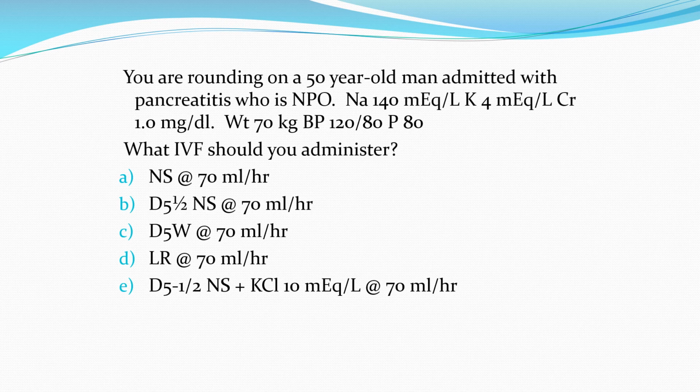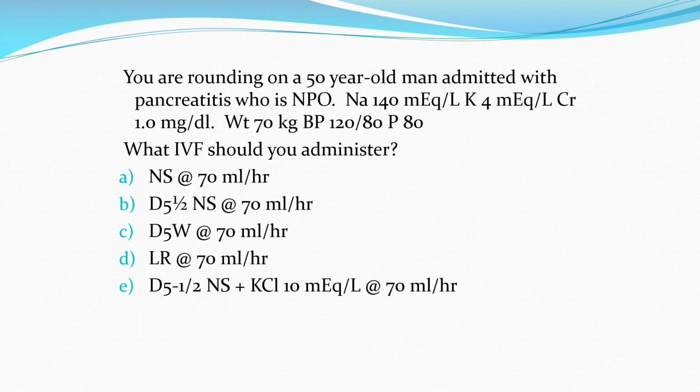We have here a 50-year-old man who's admitted with pancreatitis, who's NPO. The sodium is normal at 140 with a normal potassium level of 4. The creatinine is also normal at 1.0 milligrams per deciliter. The weight is 70 kilograms and the blood pressure and pulse are normal. Each doctor wants to give a different IV fluid, so who's correct?